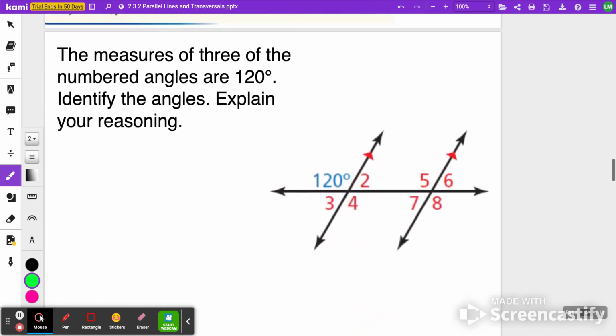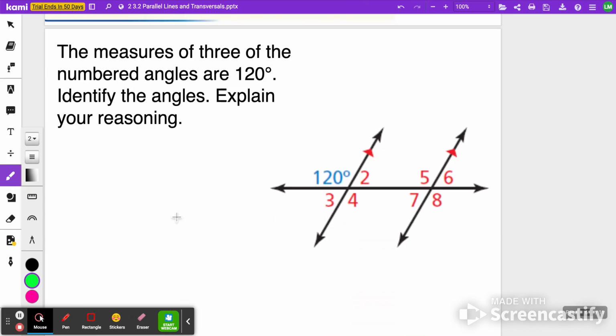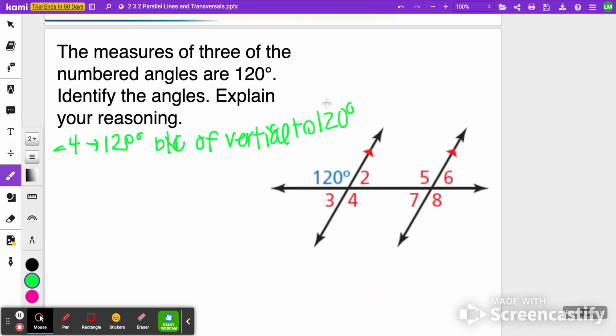All right, the measures of 3 of the numbered angles are 120 degrees. Identify the angles and explain your reasoning. So, angle 4, we will start with, it's 120 degrees because it's vertical to 120 degrees, already notated.